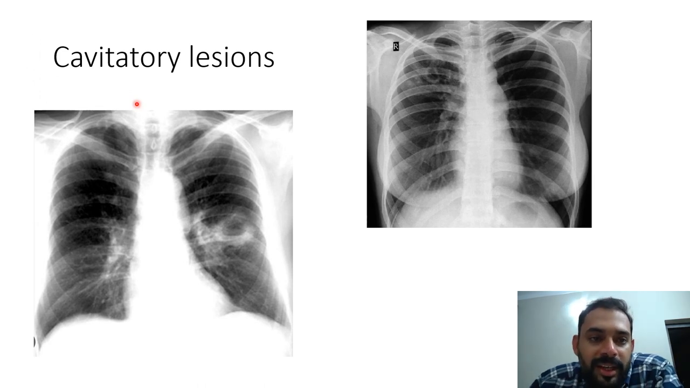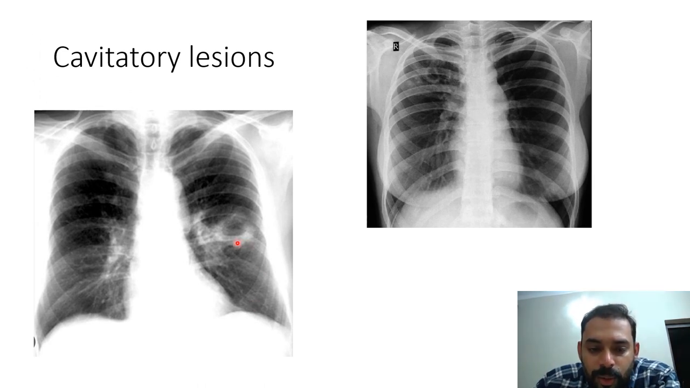Next, coming to this X-ray, look at this. You can see a thin white rim which is encircling and producing something like a cavity. In this X-ray also, you can see a cavity. So these are cavitatory lesions. The most common condition causing cavitatory lesions is tuberculosis. So that is an important finding, and it is pathognomonic of active pulmonary tuberculosis.